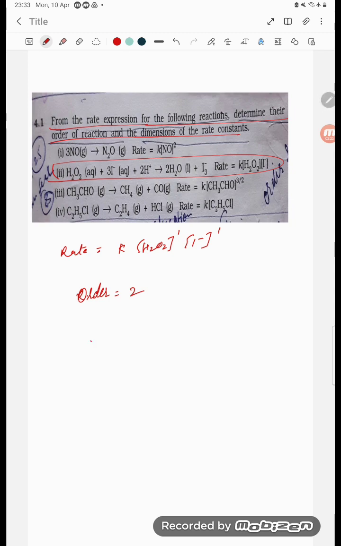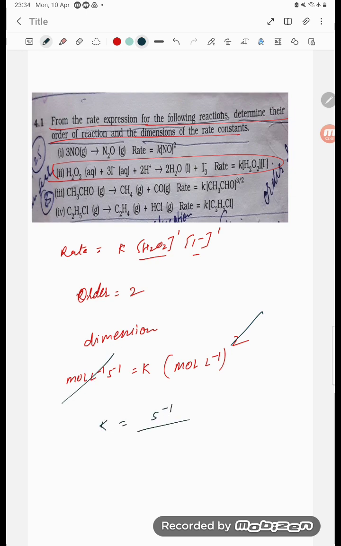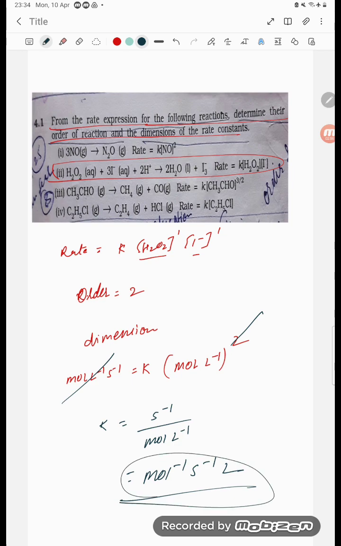So what is the dimension? The dimension will be the same as in the first question. Rate is mole liter inverse second inverse, equal to K, and two terms are there. So here we have to write mole liter inverse, and this is going to be squared. This square cancels out, so K is second inverse divided by mole liter inverse. Solve it, so it is going to be mole inverse, second inverse, and liter. So liter mole inverse second inverse is going to be our answer, students.